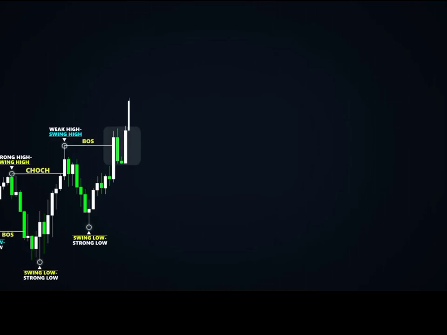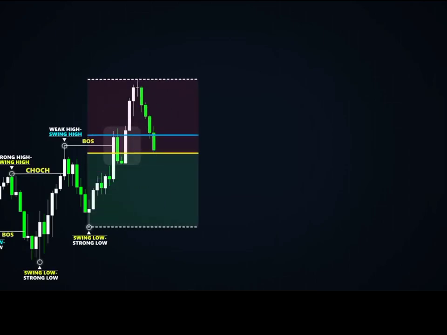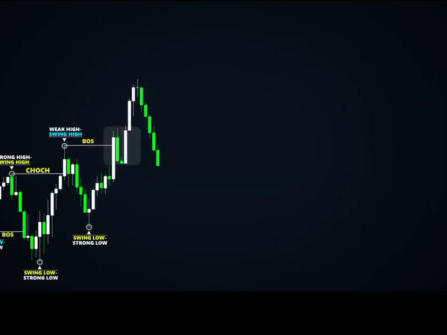After that, price keeps moving up, then pulls back again. And this time, it does reach the 38.2% level, maybe even a bit deeper. So now, it is a valid pullback. We mark the week high. Price then pushes higher and breaks that week high, giving us another break of structure.